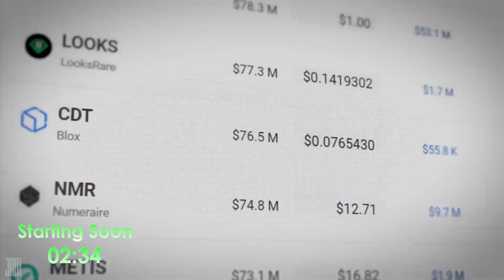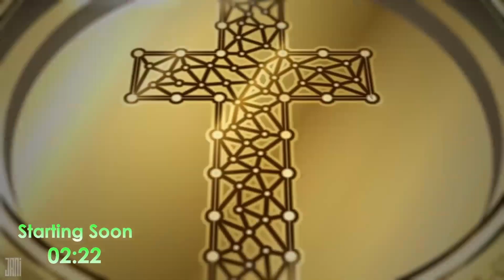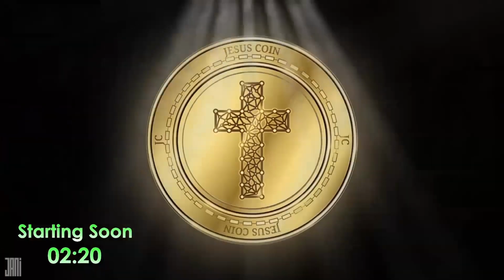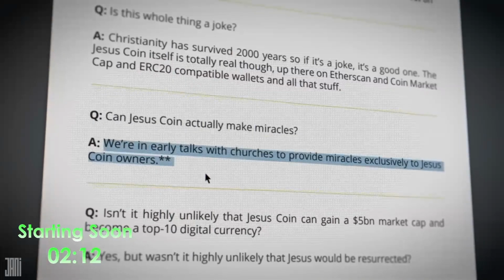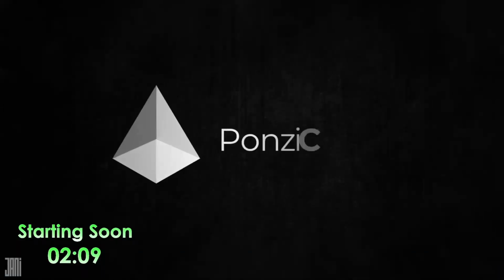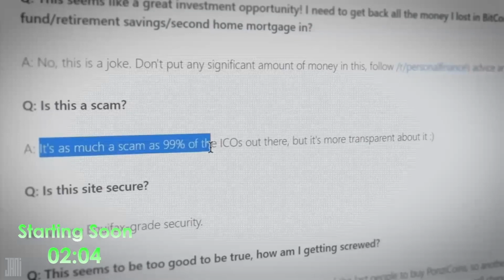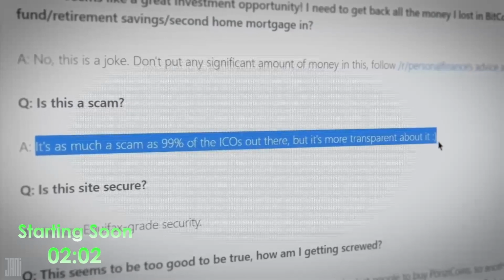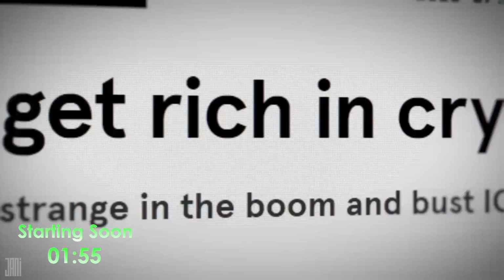Titcoin, the Whopper coin, Trump coin, Kodak coin, Insane coin. But here it is. So I created Dictator coin. Jesus coin was a token coin that was promising to decentralize Jesus on the blockchain. On its white paper, its creators stated they were in early talks with churches to provide miracles exclusively to Jesus coin owners. Ponzi coin was very much open about the fact that it was a scam. Their website literally said it right there. It's as much as a scam as 99% of the ICOs out there, but it's more transparent about it. Ponzi coin still managed to raise $250,000. It didn't matter if the idea was good enough or not, or if it even solved the problems it was claiming to solve.